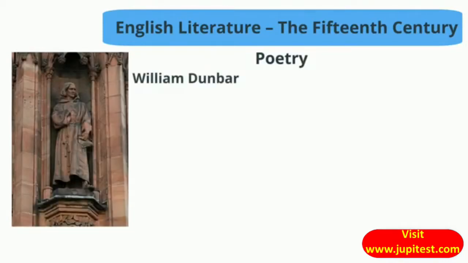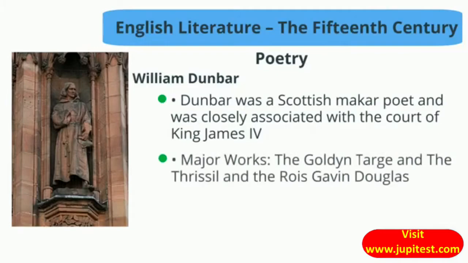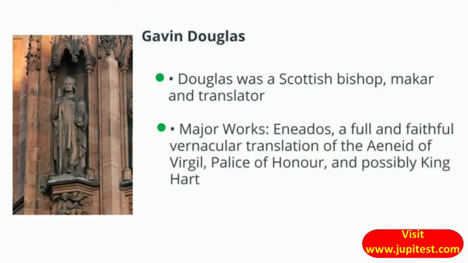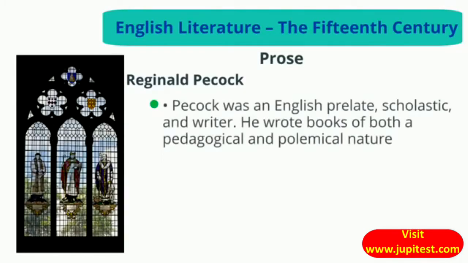William Dunbar. Dunbar was a Scottish Makar poet and was closely associated with the court of King James IV. Major works: The Golden Targe, The Thistle and the Rose. Gavin Douglas. Douglas was a Scottish bishop, Makar and translator. Major works: Eneados, a full and faithful vernacular translation of the Aeneid of Virgil, Palace of Honour, and possibly King Hart. Prose. Reginald Pecock. Pecock was an English prelate, scholastic, and writer.